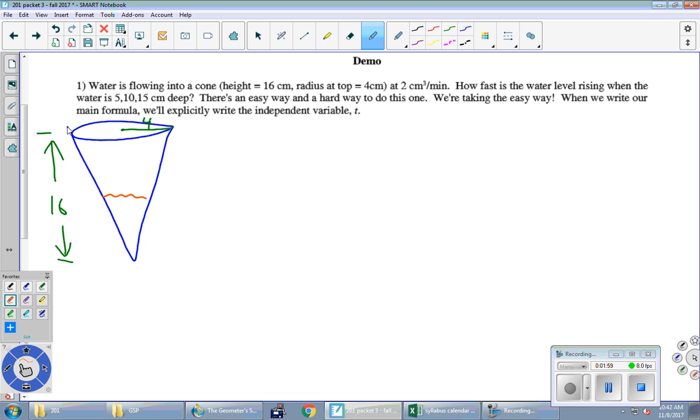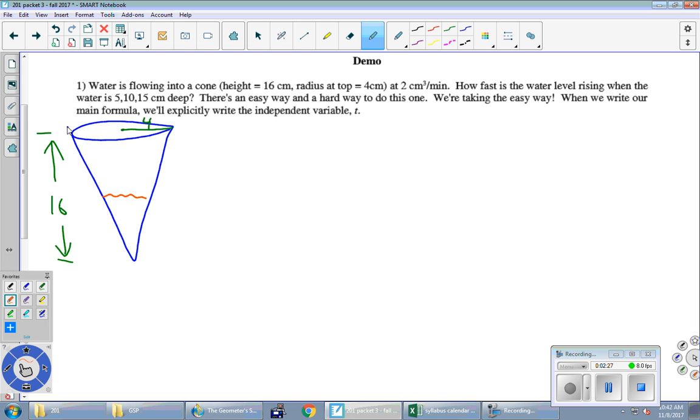And so let's test our intuition before we do any calculus. So we're pouring water in at a constant rate, 2 cubic centimeters per minute. The height of the water is changing because the water is filling this cone up. The question is, is the rate at which the height is changing constant, like it just goes up at the same steady rate the whole time, or does it go up slowly and then faster and faster and faster, or does it go fast in the beginning and then slower and slower at the end?